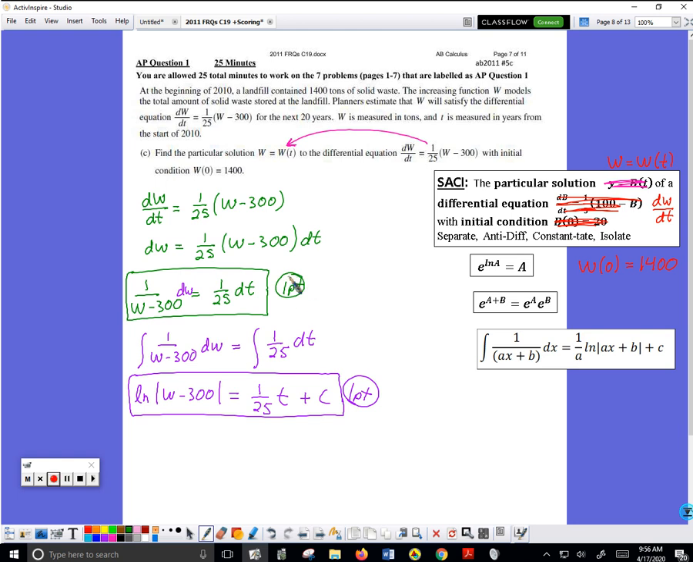Okay, now I want to find the constant. So I know that when time is equal to 0, W is equal to 1400. So I plug that in. I say natural log, and you can do this step in your head. You don't have to write it down. This is 0. The absolute value of 1100 is just 1100. So I figured out that C is equal to natural log of 1100.